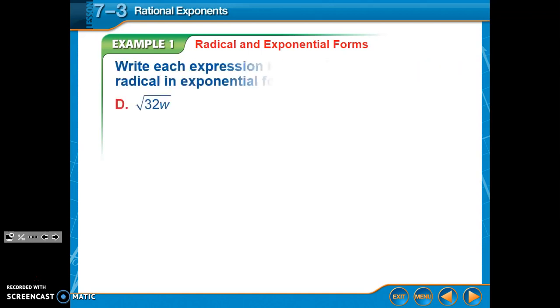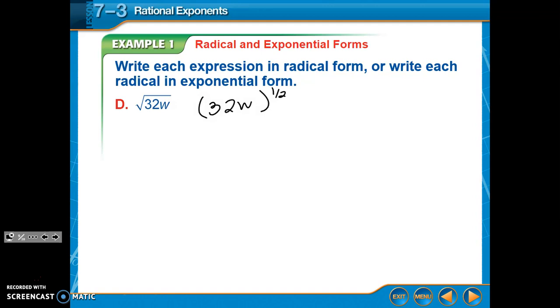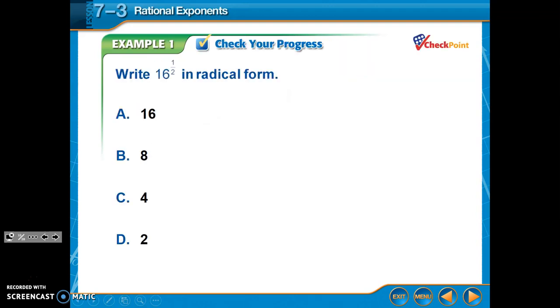Now in this case, when we have this in radical form, the whole thing, 32w, is under the radical, which means the whole thing is going to be raised to the 1/2 power. So we have to put this whole thing in parentheses to show that both the 32 and the w go inside the square root. Okay, so you guys give this a try.